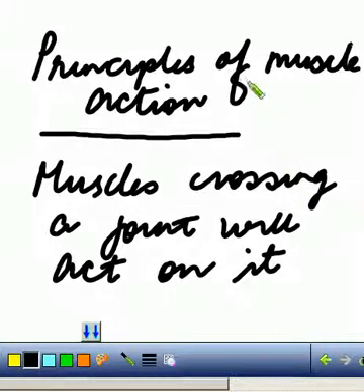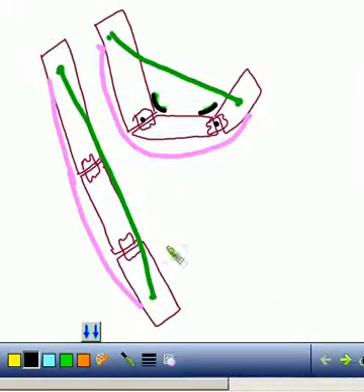Let's look at some principles of muscle action. The first principle is that when muscles cross a movable joint, they will act on it. That's very important. Now let's look at this picture here which I have drawn.